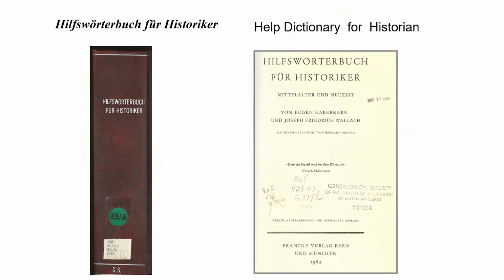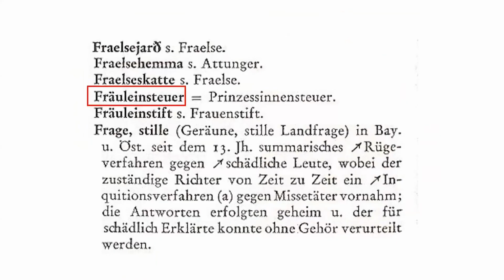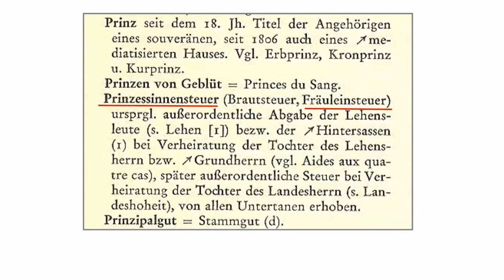To know the actual meaning of Fräuleinsteuer, we need to use the Hilfswörterbuch für Historiker, or the Help Dictionary for Historians. It covers from the Middle Ages to the present. In looking up Fräuleinsteuer, there is a reference to a Prinzessinnensteuer, a princess tax. When we look up Prinzessinnensteuer, it shows that it was not only called a Prinzessinnensteuer and a Fräuleinsteuer, but also a Brautsteuer, or a bride tax.